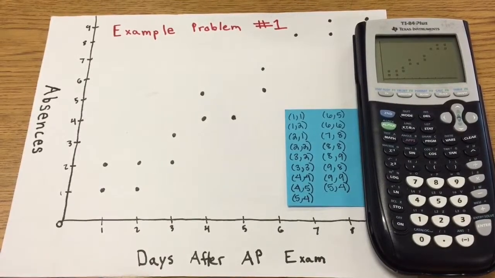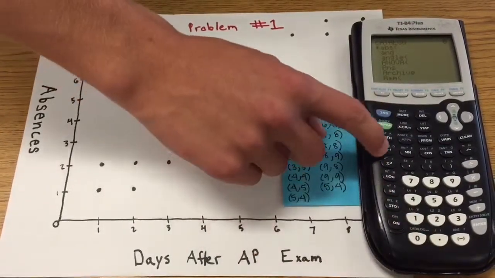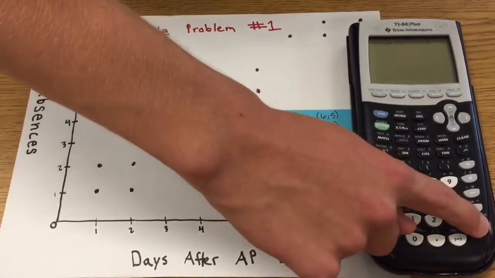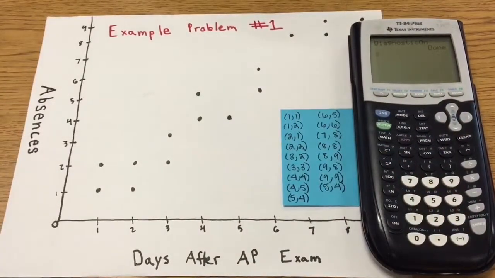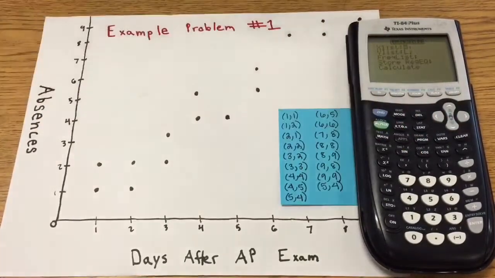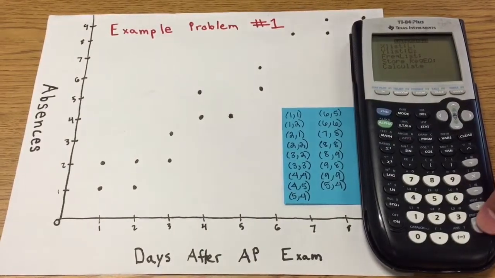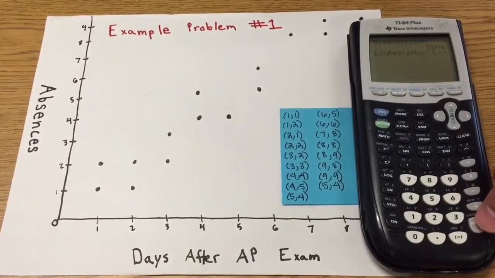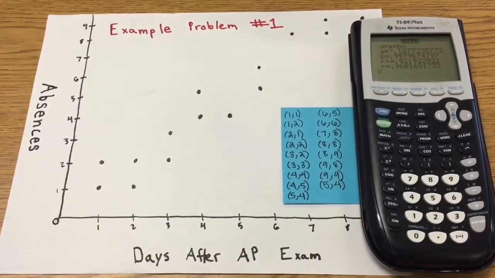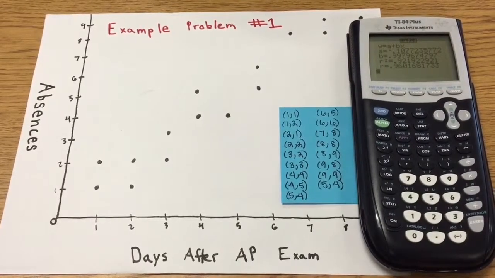To find the correlation coefficient, hit 2nd 0 and scroll down until you see DiagnosticOn. Once you press Enter, press Stat, Calc, 8, and the linear regression line will appear along with the correlation coefficient. In this problem, r equals 0.96. Therefore, if we were to briefly describe this graph, we would say that the scatter plot shows a positive, linear, and strong association between days after AP exams and number of absences.